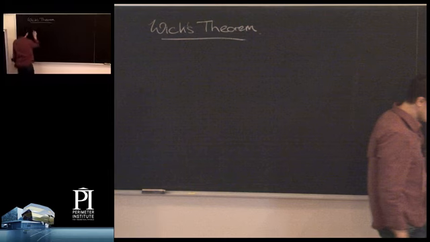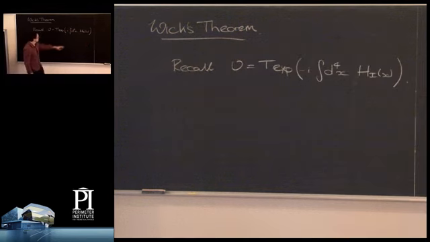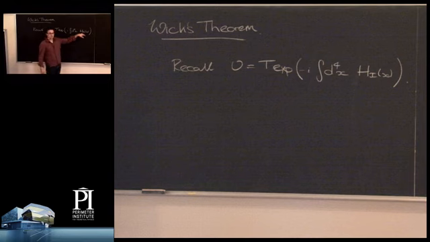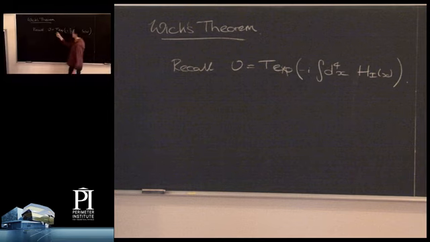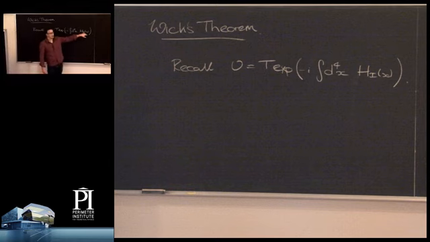We've got that the unitary operator that leads to time evolution in the interaction picture is the time-ordered exponential of this object, the interaction Hamiltonian in the interaction picture. Okay. So this was basically Dyson's formula, the solution to the Schrodinger equation in the interaction picture.